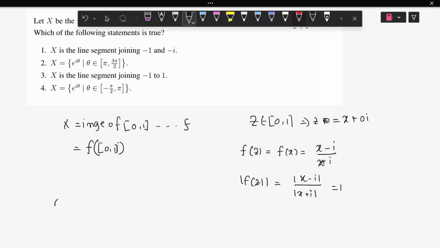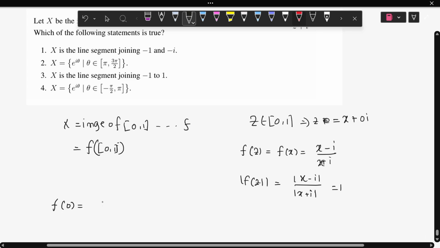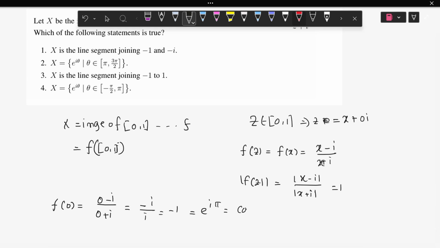Now f of 0 is 0 minus i by 0 plus i, which is equal to minus i by i, which is equal to minus 1. So इसे हम लिख सकते हैं e to the power i pi. So cos pi plus i sin pi.